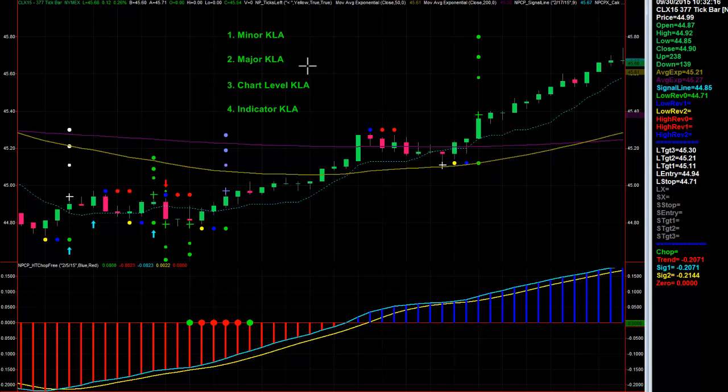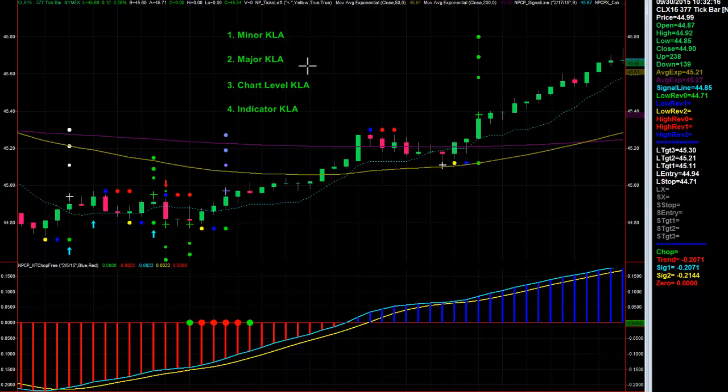And what that means is that if you get within 2 ticks, so let's say there's a long entry at 45.48, that's 2 ticks in front of a major key level of 50, then I'll adjust 1 tick beyond to 45.51.